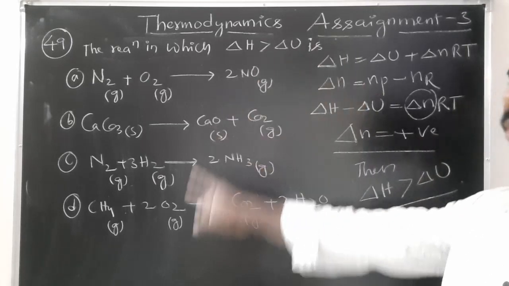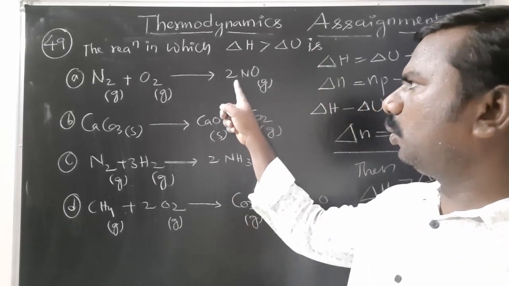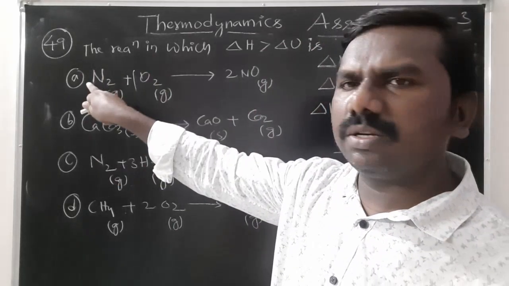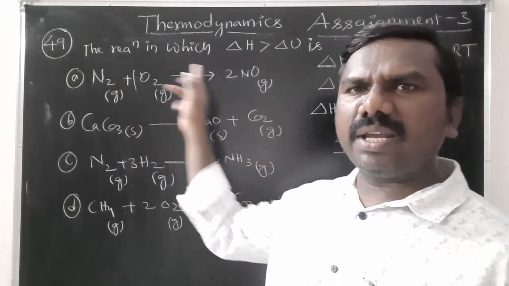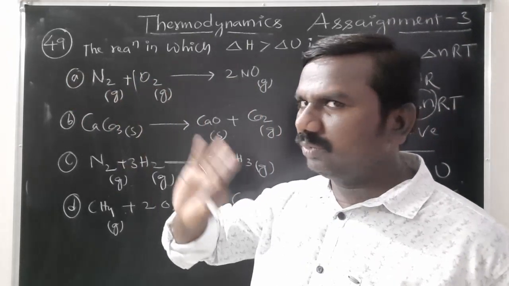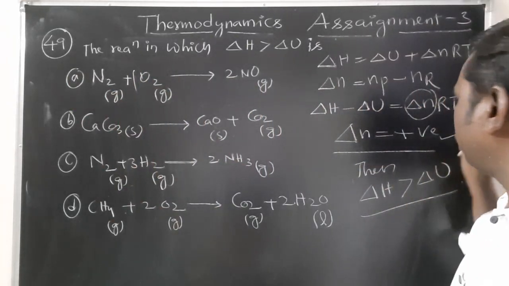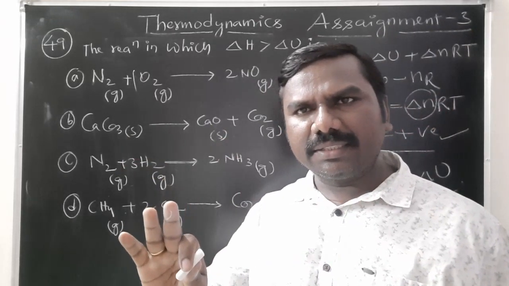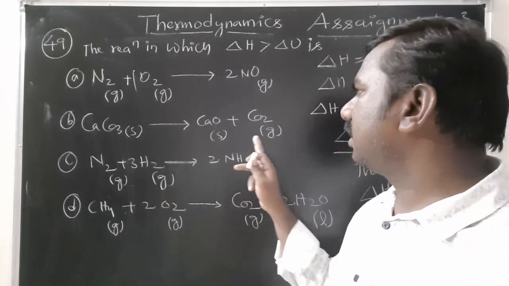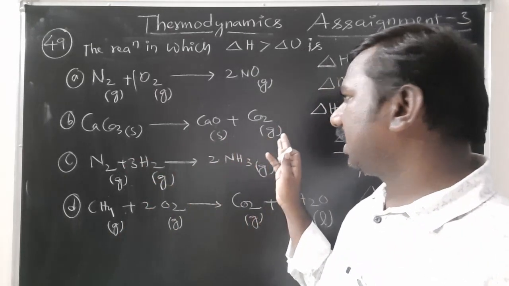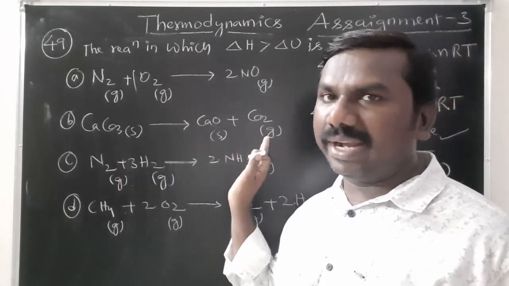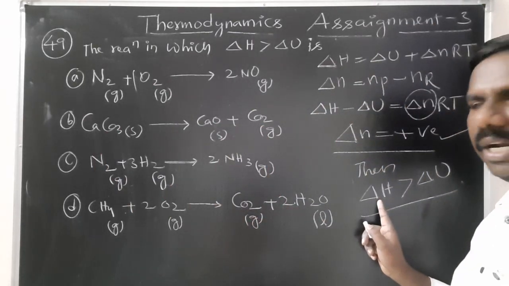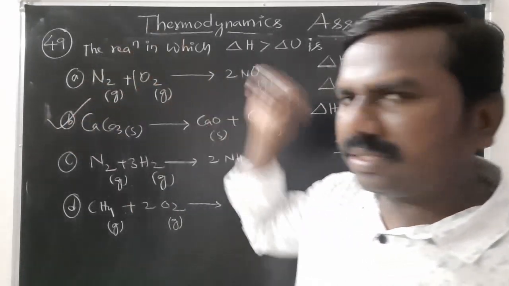Delta N positive in which option? Check. 2 moles, it is 1 plus 1, totally 2. 2 products minus 2 reactants, 0. Not satisfied. We want positive delta N. Here solid should not be considered, neglected. Product 1 gas minus 0, 1 it is. Delta N 1 means positive. Positive means delta H greater than delta U. Option B is correct for this.